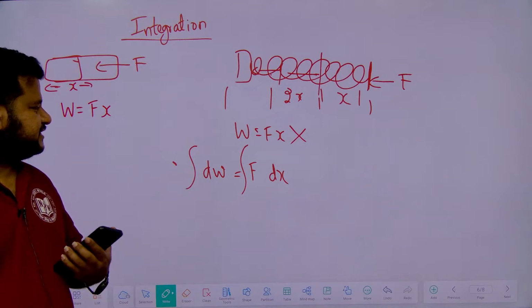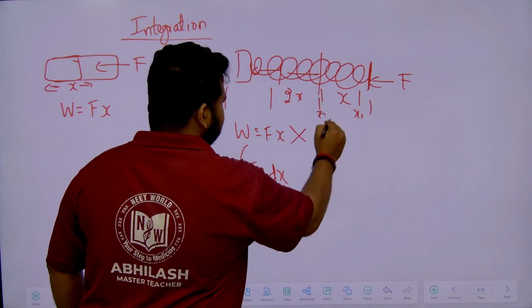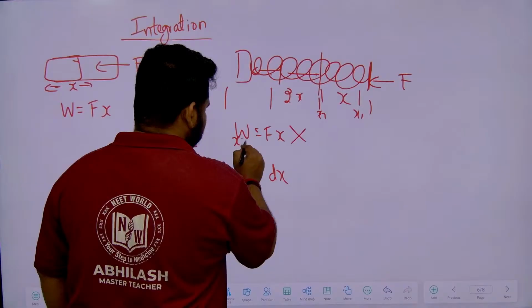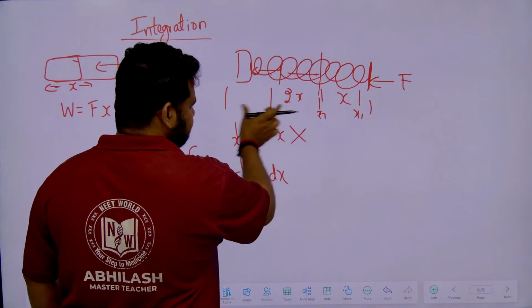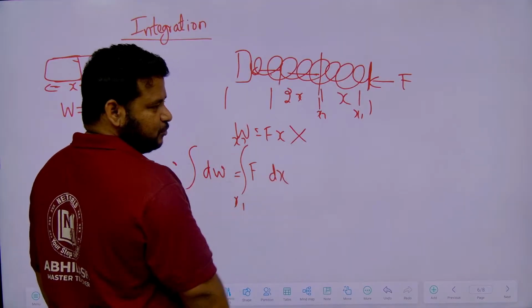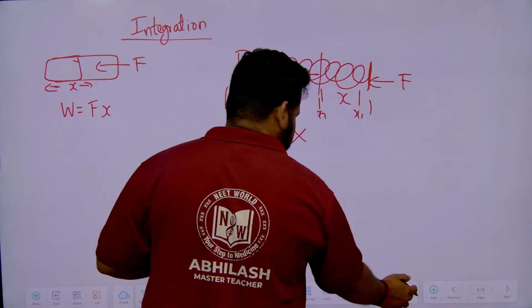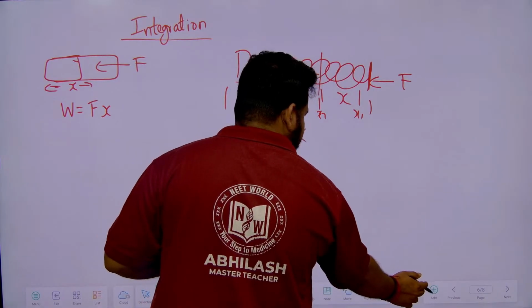Okay, now if you see this, suppose this is x1, this is x2. From here to here you will integrate x1 to x2. You will get some value. Then like that you keep on doing integration from first point to last point. Got it? Next, we will take up some basic questions on integration. You can write down.